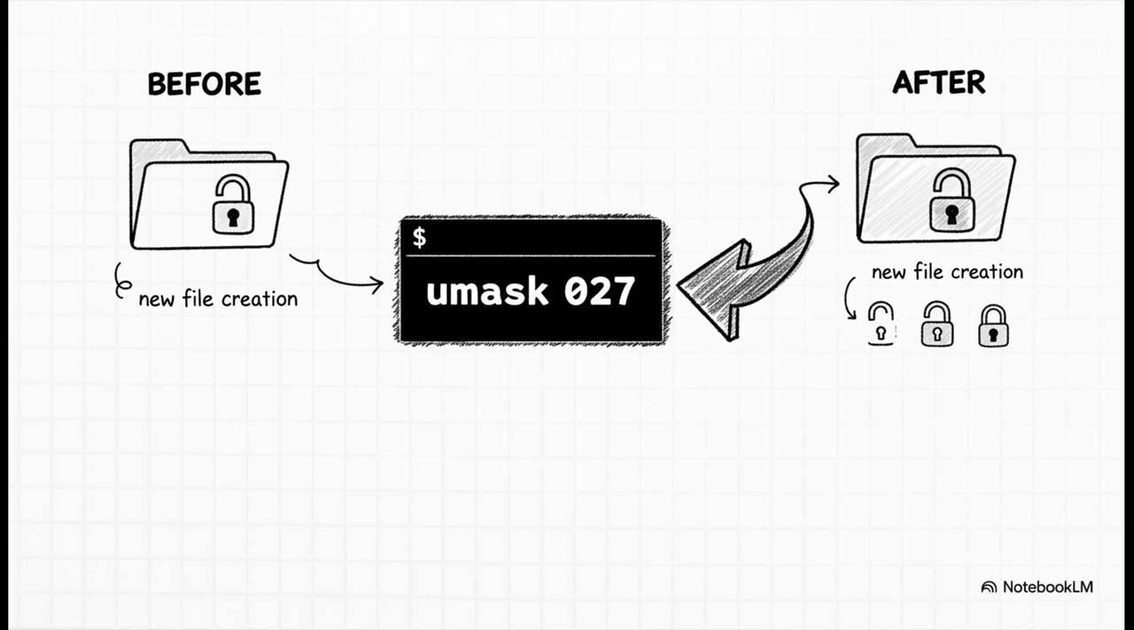And you can change it just as easily. If you want to be a bit more strict with your permissions for, say, your current terminal session, just type umask followed by the new value like 027. Any files you create from that point on in that session will use this new setting.